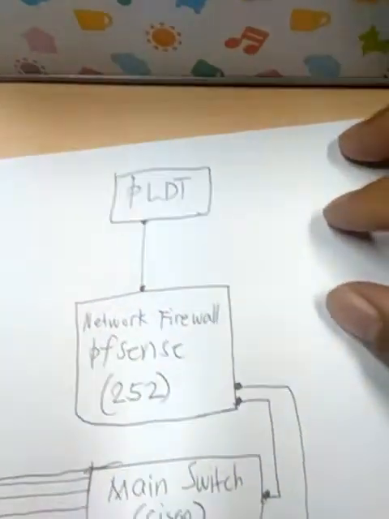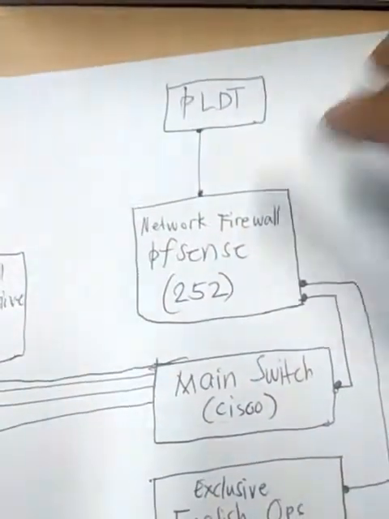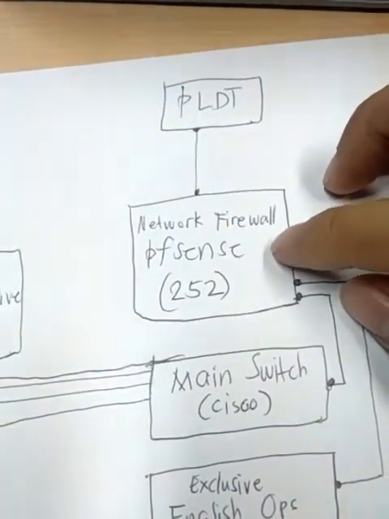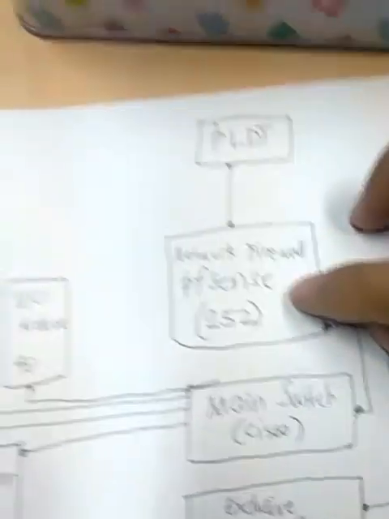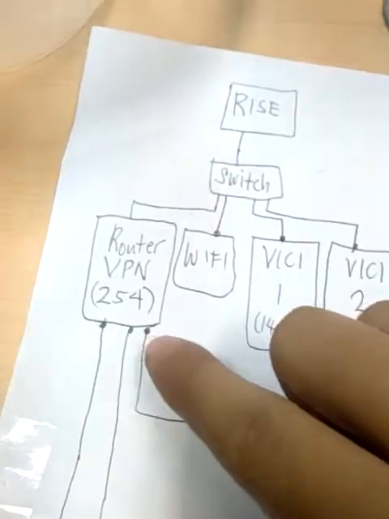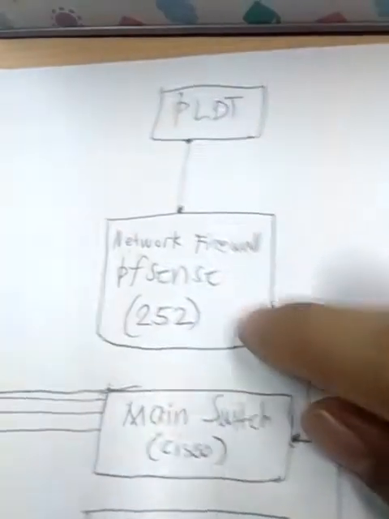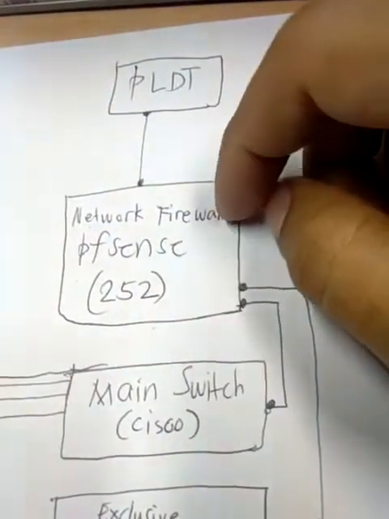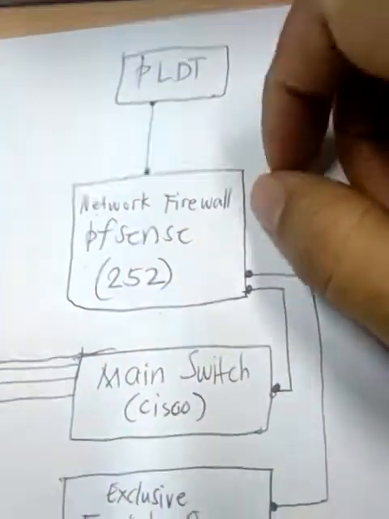So from PLDT, we have the network firewall, pfSense. The local IP address of pfSense is 252. So we have 254, which we can use as a gateway of our workstation, and we have 252. The network firewall pfSense is routed with PLDT.